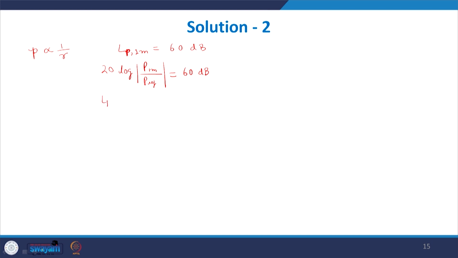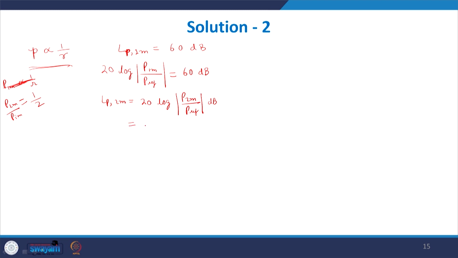Then the pressure at 2 meters will be 20 log of P at 2 meters by P reference. This is the total pressure at 2 meters. And we know that this is a spherical wavefront, so pressure is inversely proportional to 1 by R. So, pressure at 2 meters by pressure at 1 meter will be 1 by 2. Now the distance has been doubled from 1 meter to 2 meters, so the pressure is going to reduce by half.